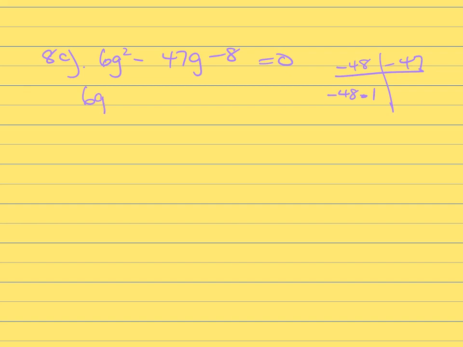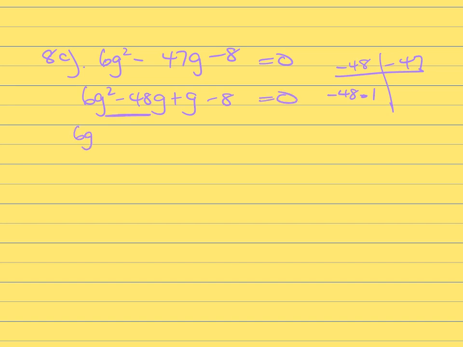8c. So 8c is 6g squared minus 47g minus 8 equals 0. So the first thing we have to do is factorize. So you're looking at factors of minus 48 that add to minus 47. So that would be minus 48 by 1. So that's 6g squared minus 48g plus g minus 8 equals 0.